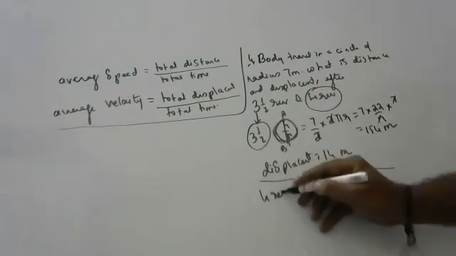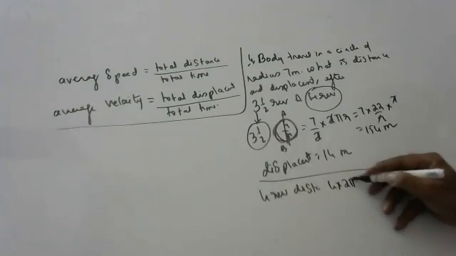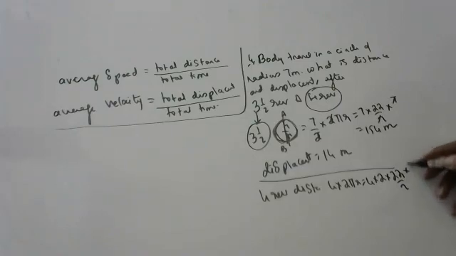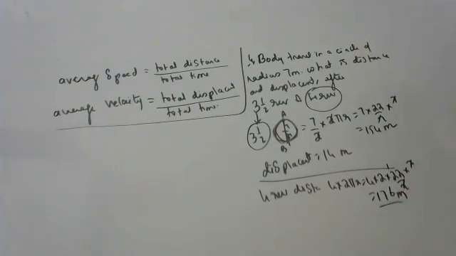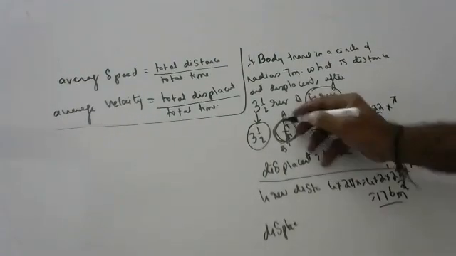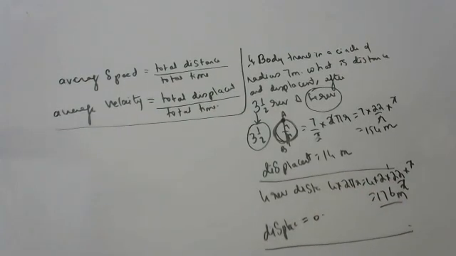For 4 revolutions, what is the distance? 4 into 2 pi r, which is 4 into 2 into 22 by 7 into 7. The 7s cancel, giving 176 meters. What is the displacement? Zero, because after 4 revolutions it will come back to the starting point only. So displacement is 0. Like this we should do, children.